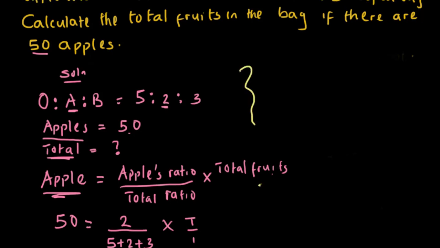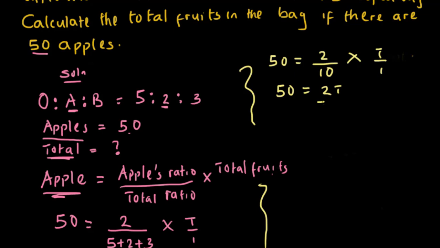Let's solve the remaining here. So we'll be having 50 equals 2 all over 5 plus 2 is 7, 7 plus 3 is 10, 2 all over 10 times total fruits. Remember, we have over 1. So we'll be having 50 equals 2 times T is 2T, all over 10 times 1 is 10. We have over 1 here also. Now when we have a fraction on either side of an equals symbol, we can cross multiply. So we have 2T times 1 is 2T equals 50 times 10. Instead of multiplying, I'll just leave it as 50 times 10.